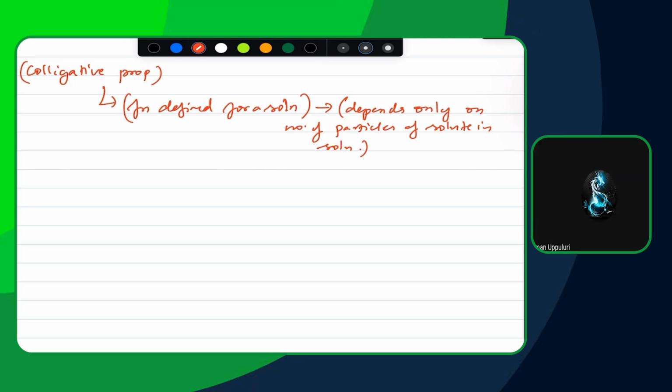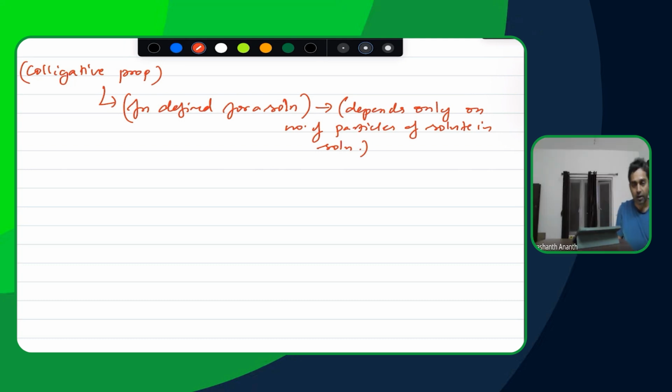Good, one second. So basically, colligative properties are going to be very important when it comes to solutions, mainly because a large number of the properties of solutions behave as colligative properties, where the properties are mainly dependent on the number of solute particles present in the solution. So that is basically the idea over here.